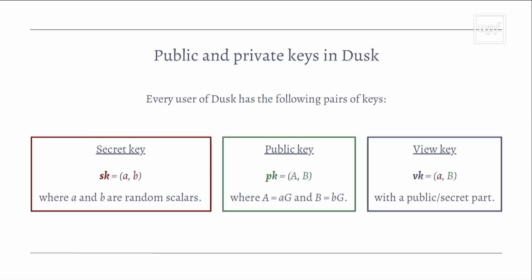So every user of Dusk has the following keys. You can see the secret and public key are pretty standard. The only thing is that we have them twice. So we have 2 secret keys and 2 public keys, a double of each of them. And the view key is a combination of one part of the secret key and one part of the public key.